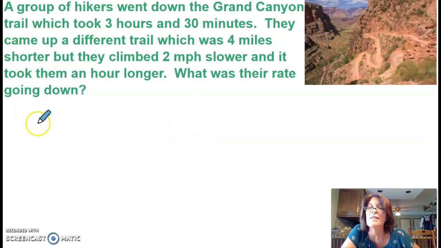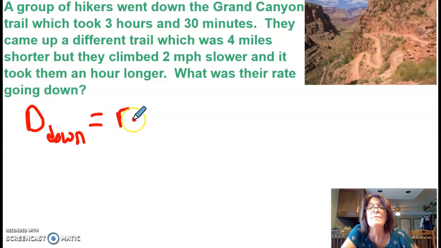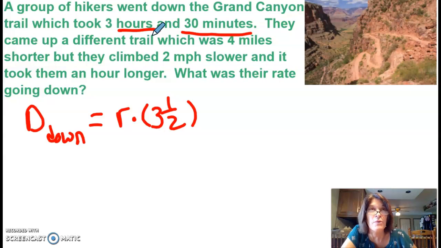So this is your typical distance equals rate times time problem. Okay, so let's think about the distance going down. The distance going down is how fast I was going down times the time it took me to go down the canyon, which was 3.5 hours. All right, we're going to change this. I don't want to deal with hours and minutes. I want either all hours or all minutes, and I'm choosing hours. I'm going to say 3.5 hours. Okay, that's my distance down.